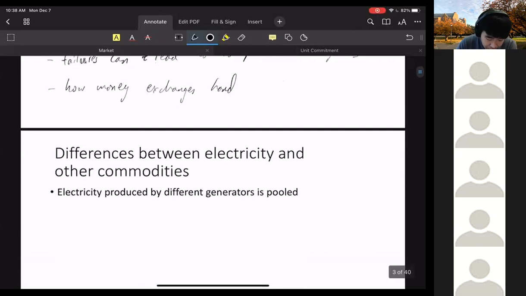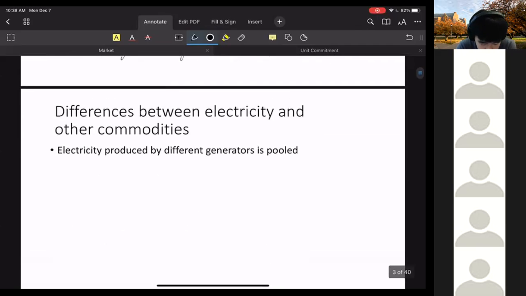Another difference between electricity and other commodities is that we're going to pool all the electricity that's being generated. This is not very similar to the internet. For the internet, the data is not pooled, so different people demand different data. However, for electricity, for power, we're going to pool all the electricity. We're not going to distinguish electricity.